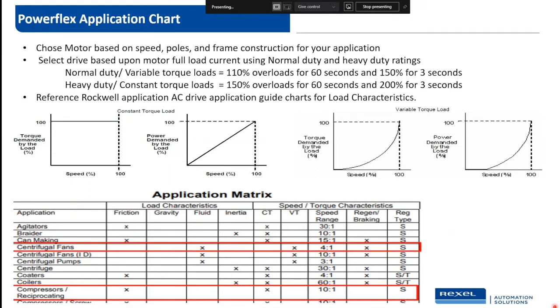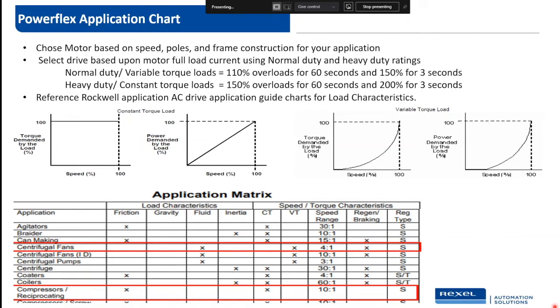As your pole count goes up, the current required to drive that goes up. You may not have enough full load current in that drive if you choose to drive based on horsepower. So for that reason, I always tell everybody, if you need full torque at slow speeds, make sure you size your drive on full motor load amps, not horsepower.